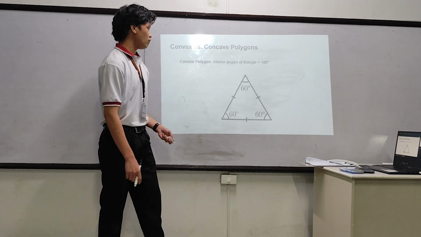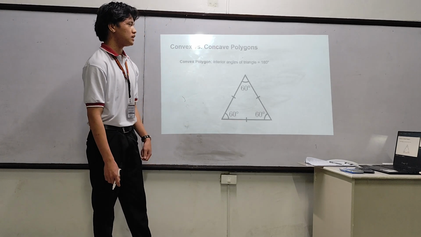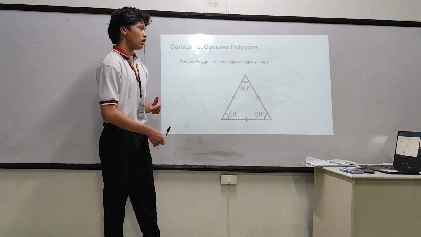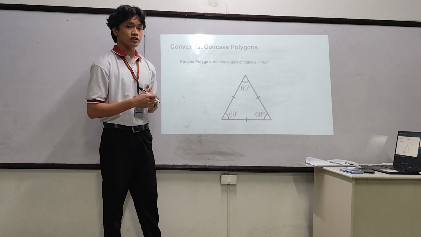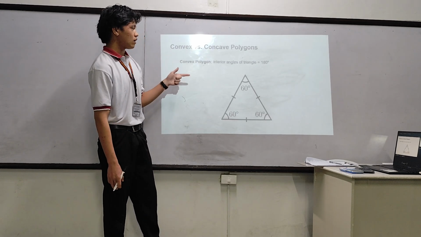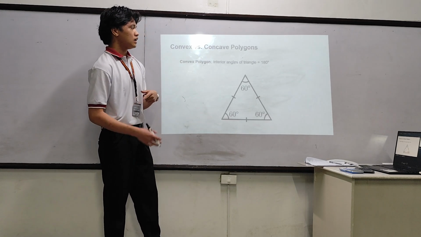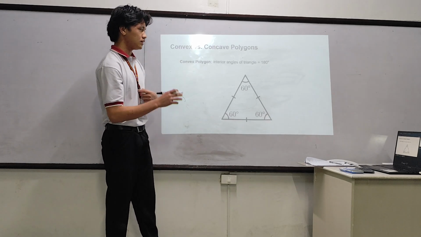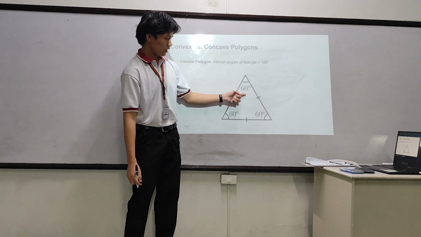So an example of a convex polygon is a triangle. We know that the interior angles of a triangle add up to 180 degrees, right? So that is a convex polygon because its angles are exactly 180 degrees.